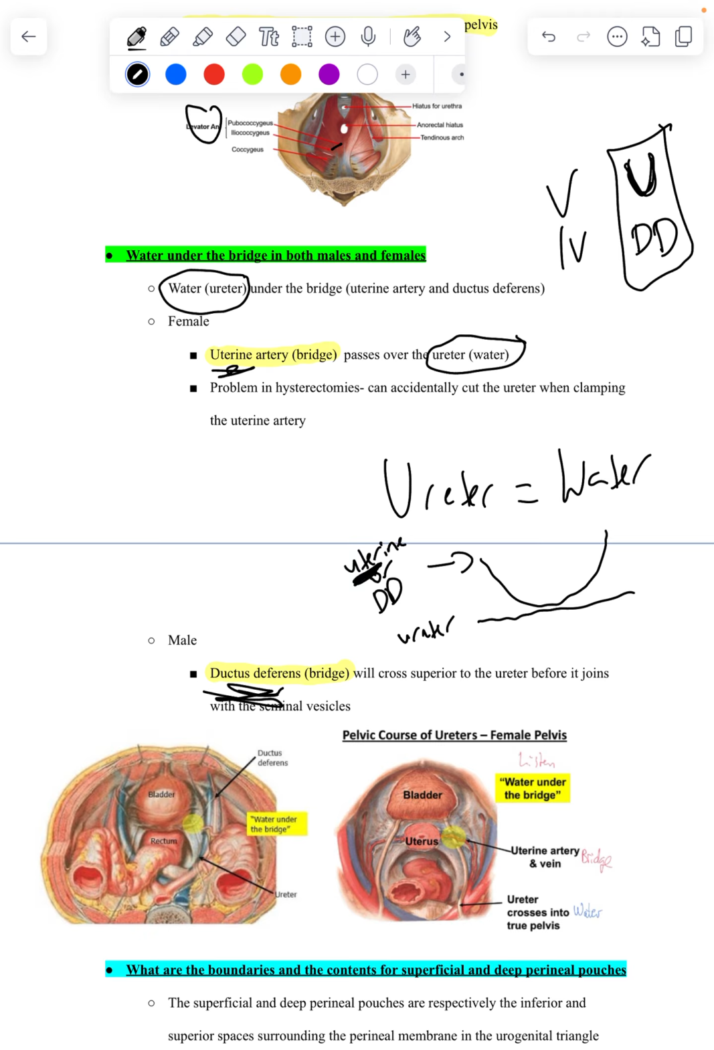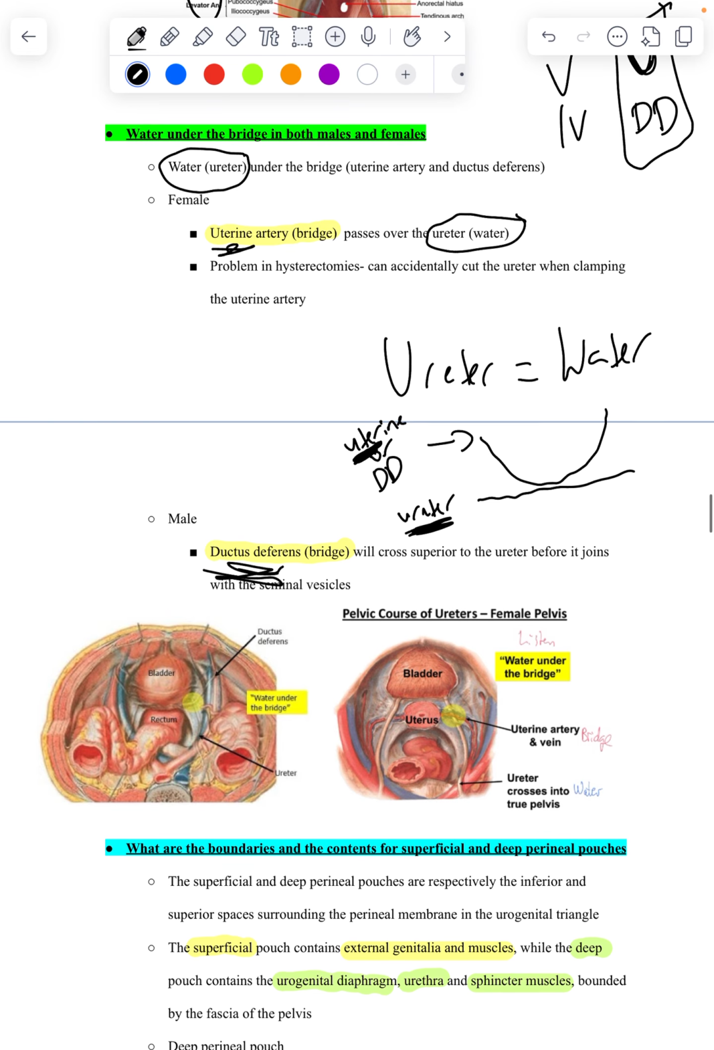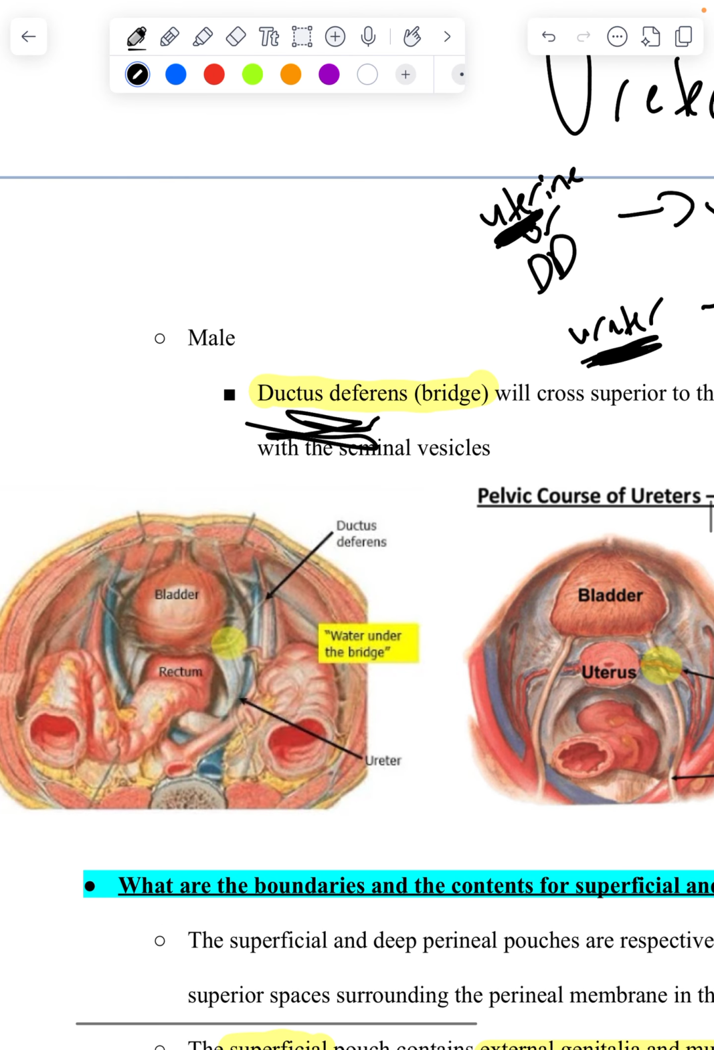Uter is uterus, only females. But ureter, we both have a ureter. That's the thing that comes off the renal pelvis and goes all the way down to the posterior bladder. So when you're looking at a picture, this is your ductus deferens going around, and your ureter, if you follow it, going from the kidney all the way down to the bladder. This is the water. This is the bridge going over.